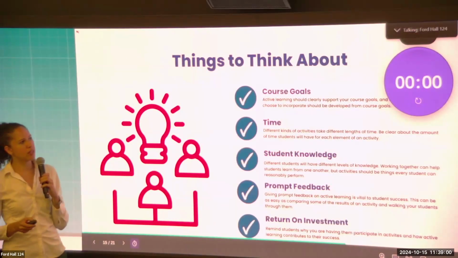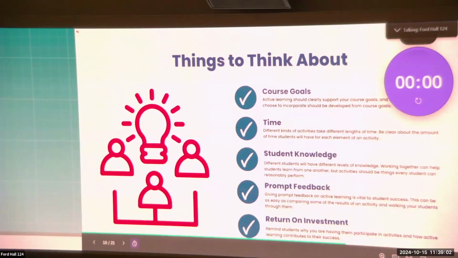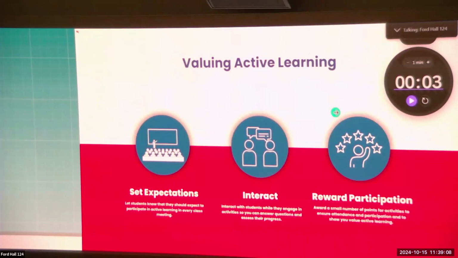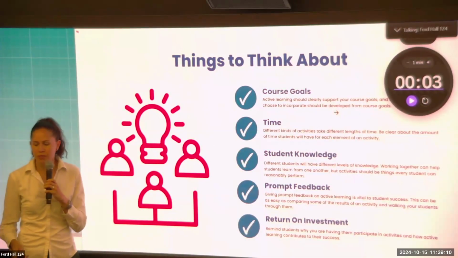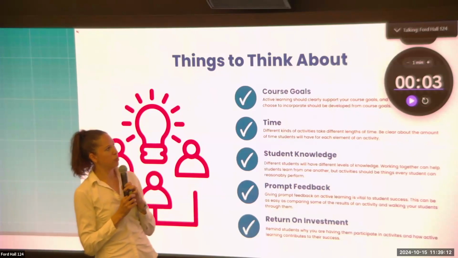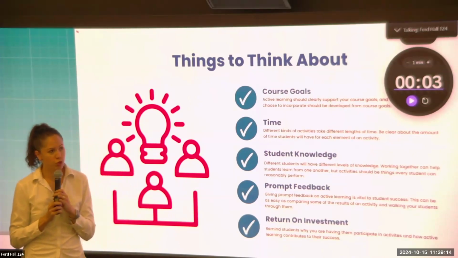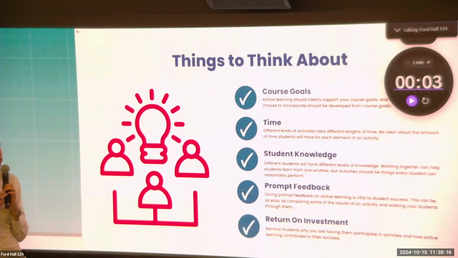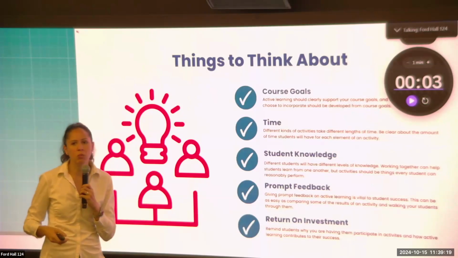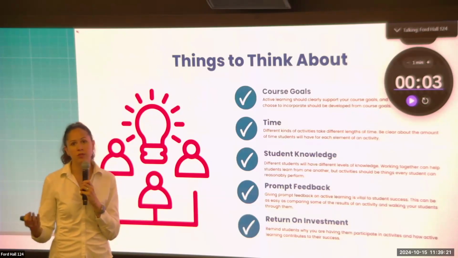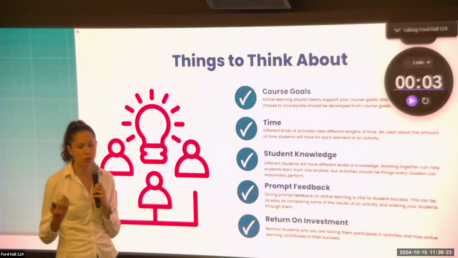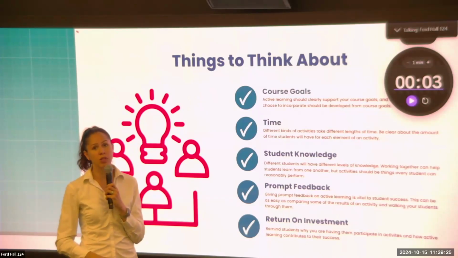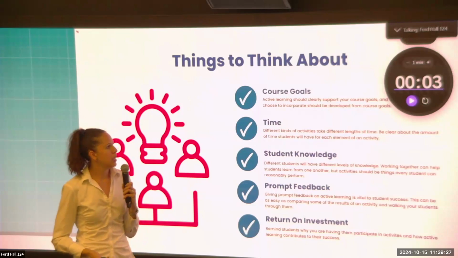So these are some things that you should consider. Active learning should support your course goals for sure. You need to look at what your intent is for the class and for the particular session that you're having, and see if those align, if they make sense.